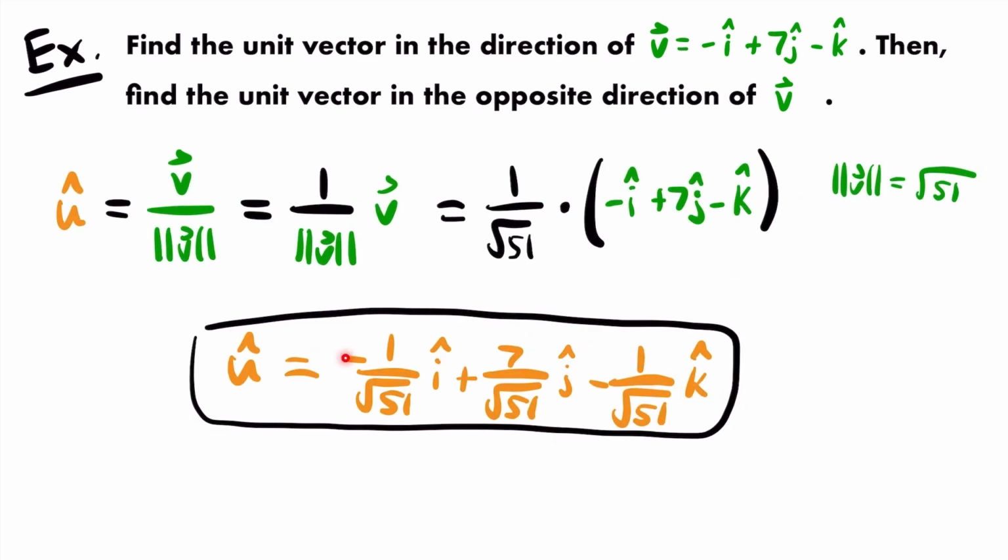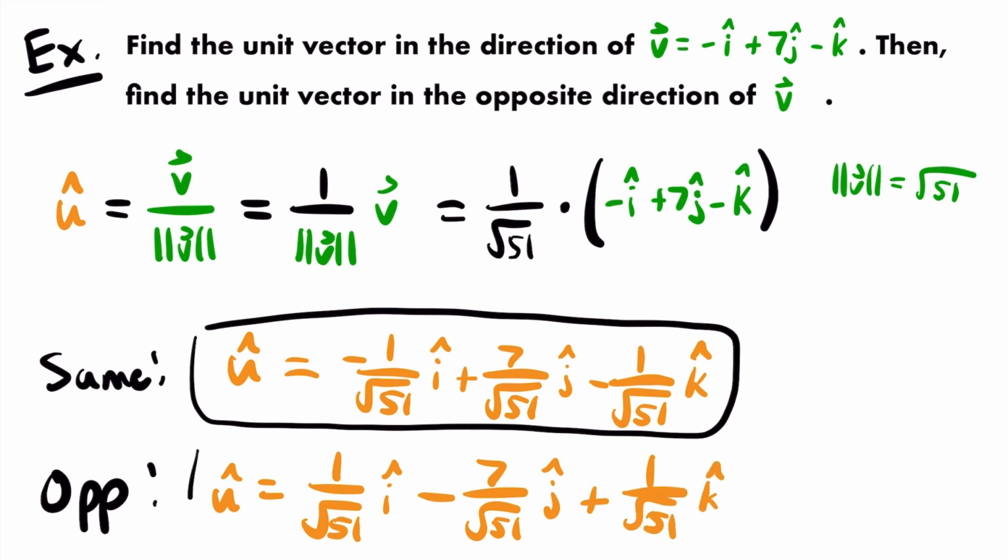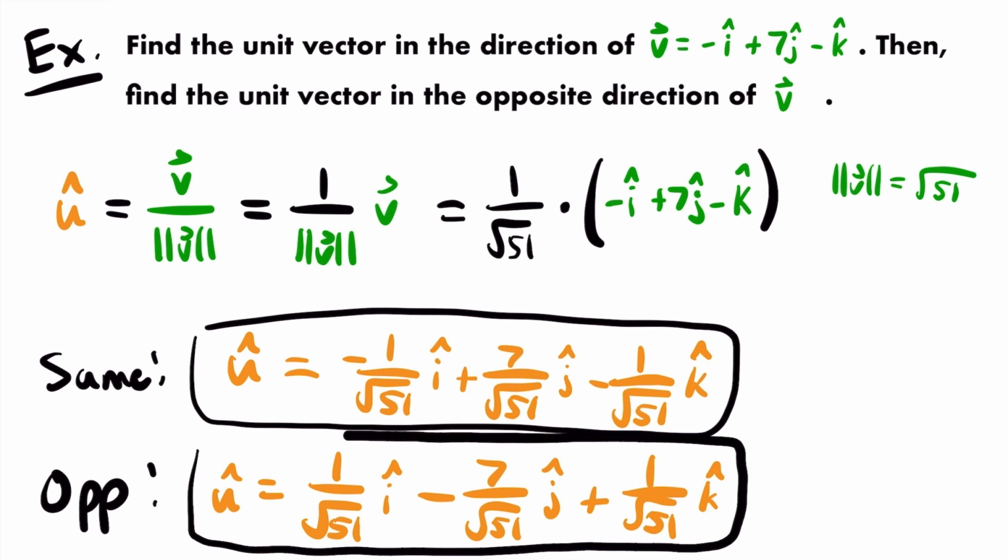So this was our unit vector that's in the same direction, but in the opposite direction, we will have that our unit vector is equal to these same terms, but negated. So we'll have +1 divided by the square root of 51 times i, minus 7 divided by the square root of 51 times j, plus 1 divided by the square root of 51 times k. Okay, it has the same components, but now they're negated. This term was negative, now it's positive. This term was positive, now it's negative. This term was negative, now it's positive.